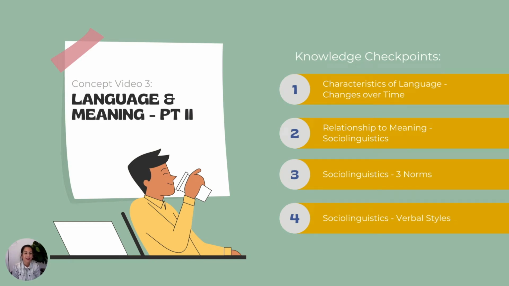Concept Video 3, Language and Meaning, Part 2. All right, so in this video, we're going to be looking again at the last characteristic of language, which is that it changes over time. We are then going to look at sociolinguistics, which has to do with language and meaning. And then we're going to look at sociolinguistics and the three norms of that, as well as verbal styles.